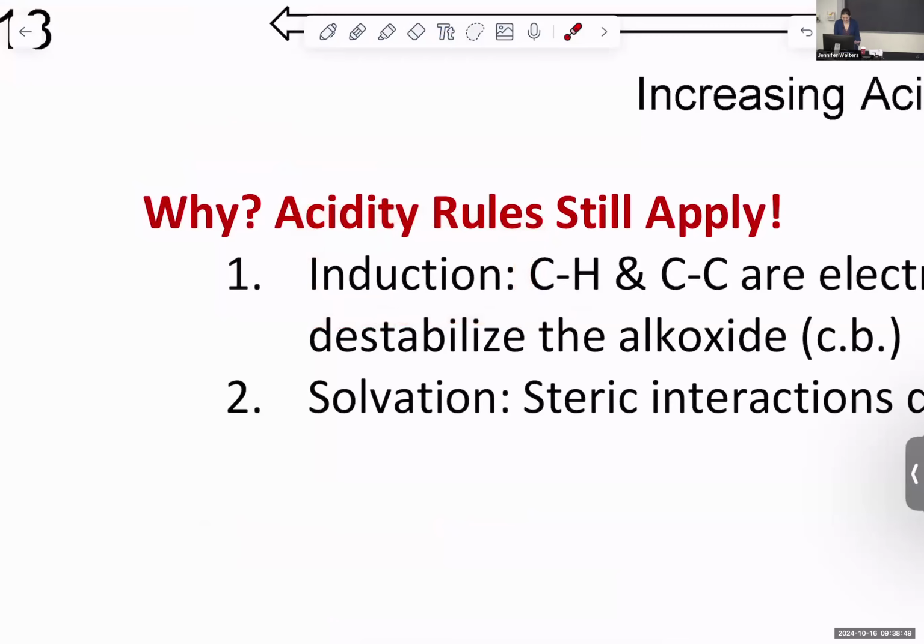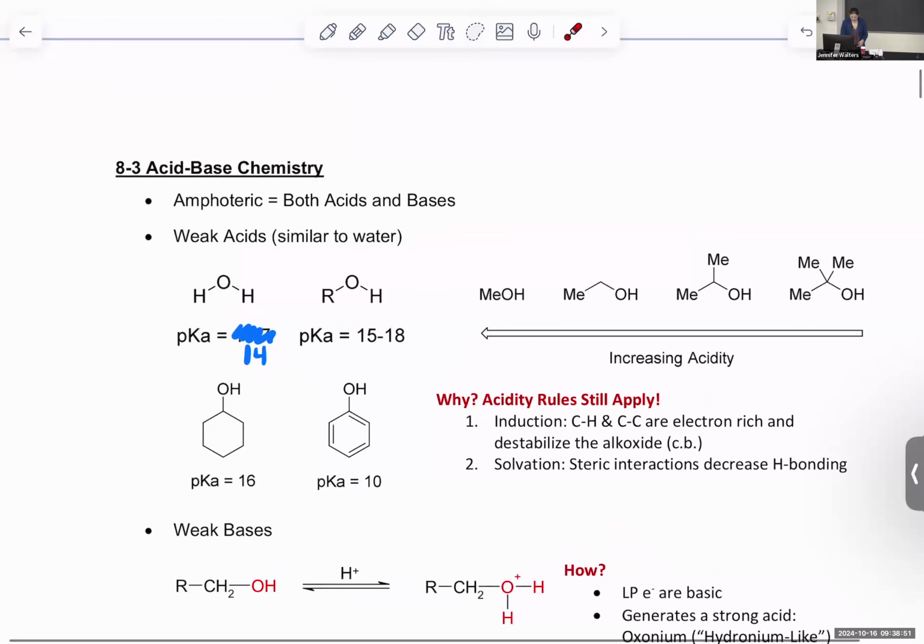Induction, yeah, thank you. So when we talked about induction with our acid-base rules initially, we only talked about it from the electron withdrawing standpoint. We didn't talk about the fact that you can have electron donating. So if you have really electronegative atoms, they're pulling that electron density away, pulling it towards themselves. If you have atoms that are just hydrocarbons, you just have carbon and hydrogen, those are electron rich. They're going to push electron density in.